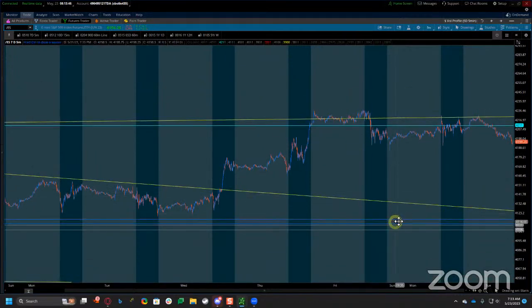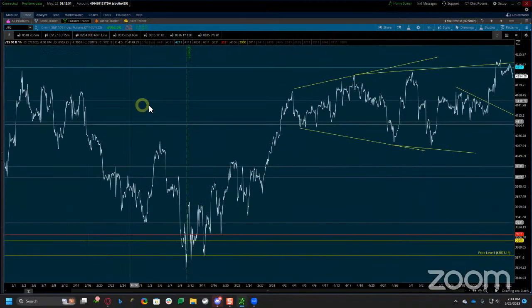And these are cog lines, although they're on this 5-minute, they're really not doing us any justice. There we go.